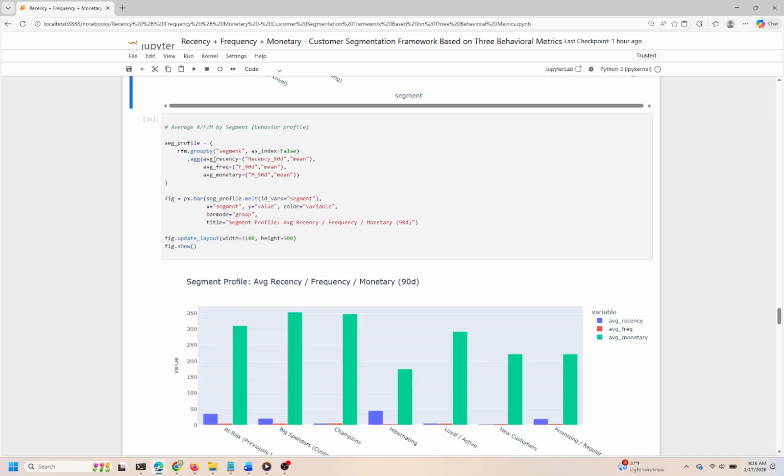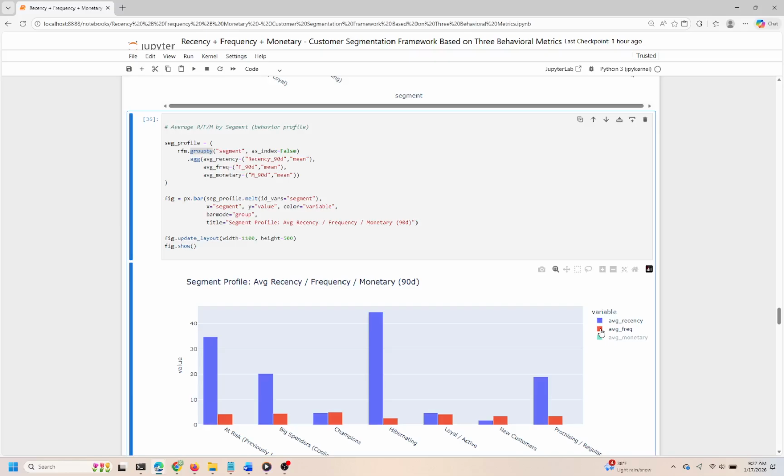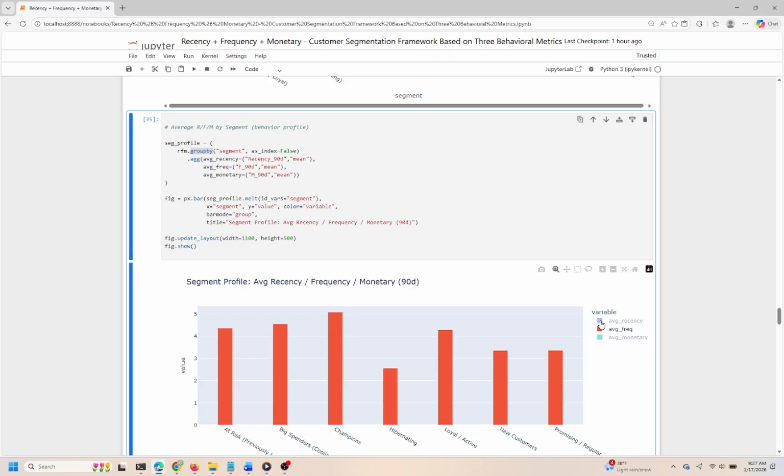Cell 21. In this cell, we're diving into the analysis of customer behavior by examining the average recency, frequency, and monetary values segmented by customer group. This assessment is crucial for understanding how different segments interact with our product over a recent time frame, specifically the last 90 days. The first part of our code groups the data by the segment variable, allowing us to aggregate key metrics: recency, frequency, and monetary values. These metrics give us insights into customer engagement and spending behavior.